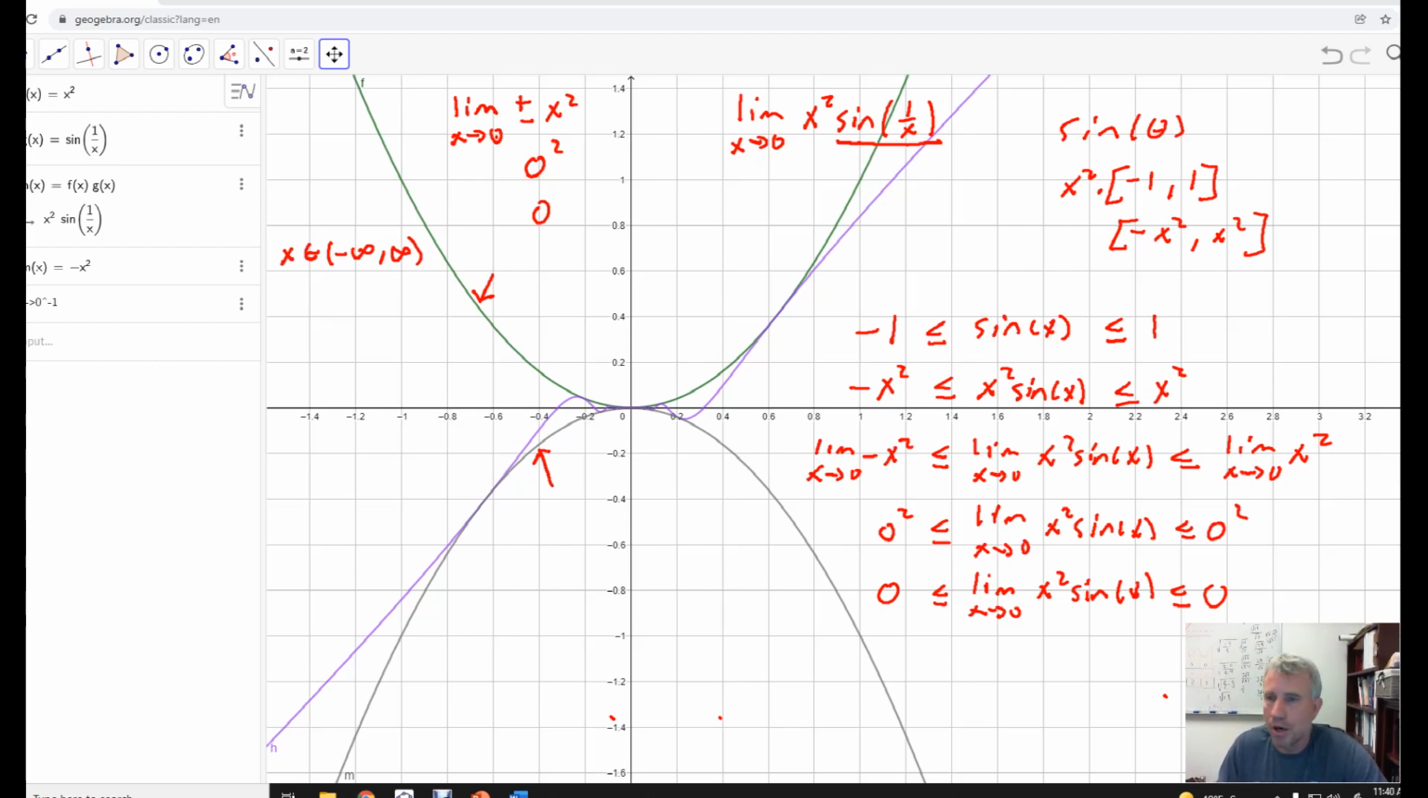So we can then draw our conclusion. We can say, so by the Squeeze theorem, the limit as x goes to 0 of x squared times the sine of x is equal to 0.